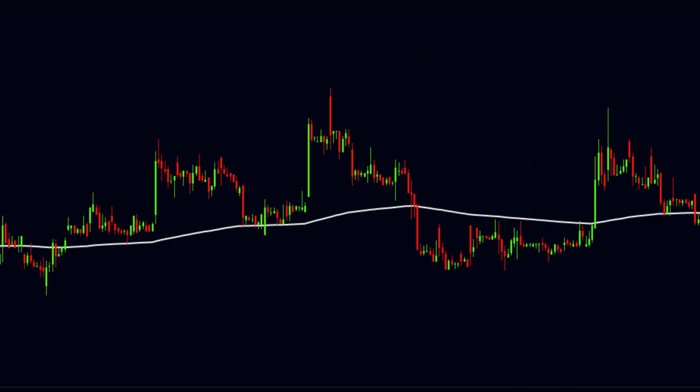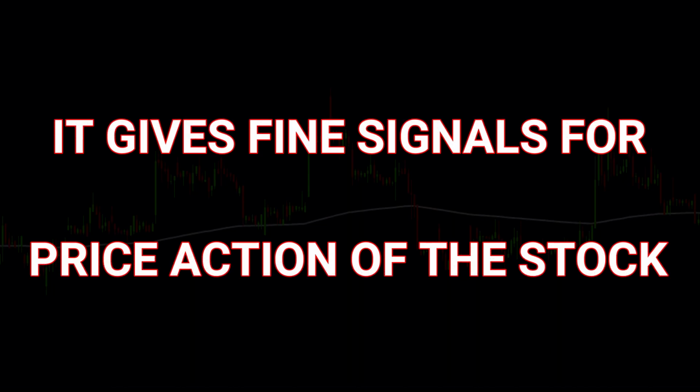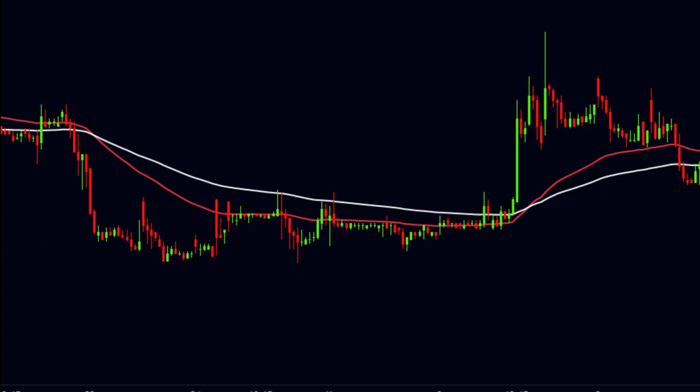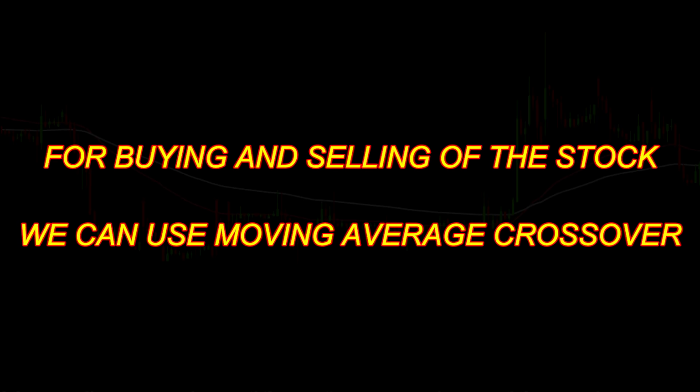Second use of moving average is that it gives fine signals for price action of the stock. It means that, with the help of moving average, we can make trade setup, whether it is buying or selling. Let us understand how. For buying and selling of the stock, we can use moving average crossover.